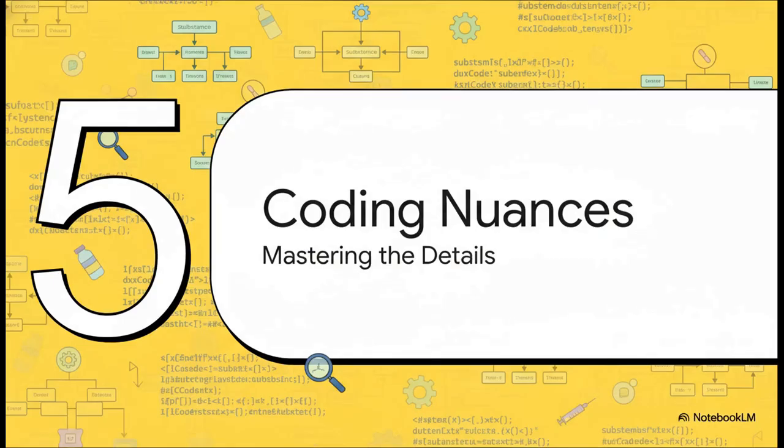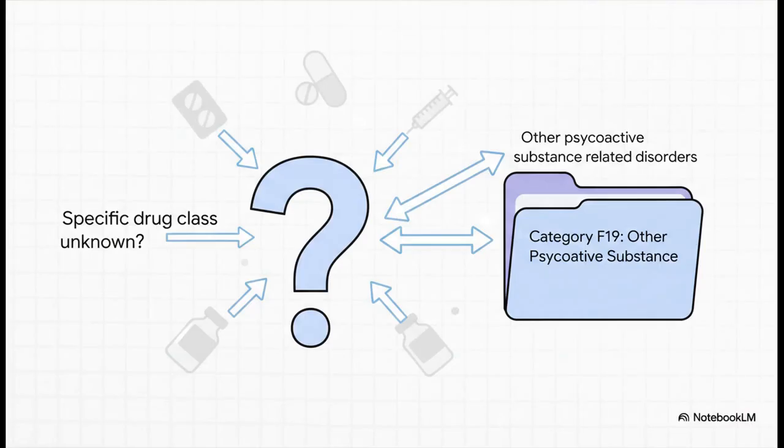Okay, so we've got the basics down. But of course, like any system, the devil is in the details. So now we're going to get into some of the important nuances and exceptions, the stuff you've really got to pay attention to. So what if the documentation isn't perfect? You know, what happens when it's clear a substance is involved, but the doctor didn't specify which one? Well, the system has a plan for that. That's where category F19 comes in. It's basically the catch-all code for other or unspecified psychoactive substance-related disorders.